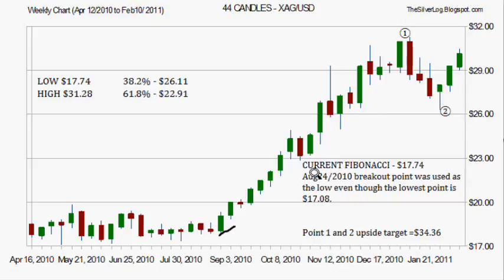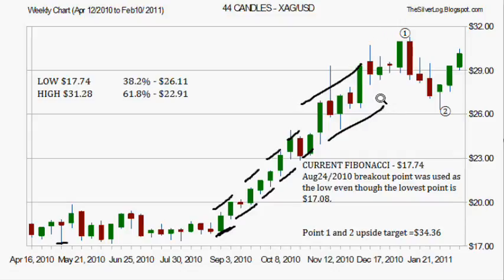As far as current Fibonacci, the August 24th, 2010 breakout point was used as the low, even though the lowest point is 17.08. This is 17.08. And I could have used 17.08 as the low for the Fibonacci, but I figure the breakout started at 17.74 and the market kept going higher. So at this point I decided, you know what, I'm just going to go with the bottom level on this August 24th date.